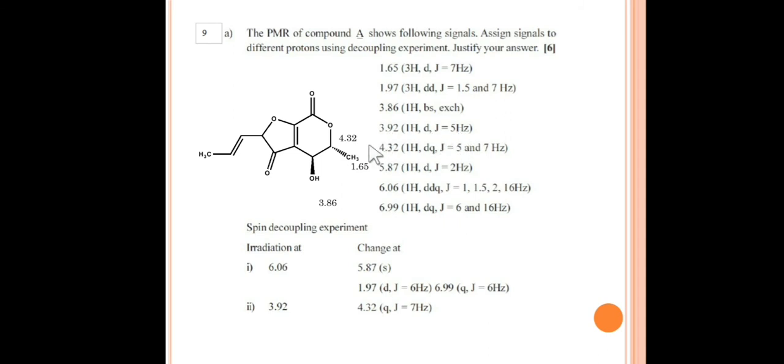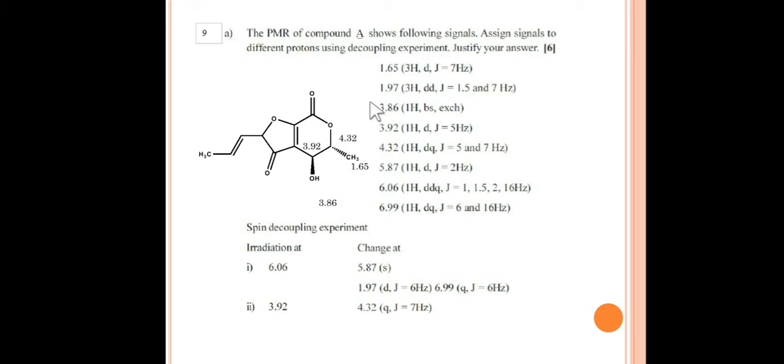So 5 Hertz. Let's confirm it. This will show only a doublet with this. So 3.95, 1H, doublet, and the coupling constant is 5 Hertz. That means 3.95 is nothing but the proton which is near the OH group. So I will assign 3.95 to this proton. Okay, now we have assigned all the signals from this side.